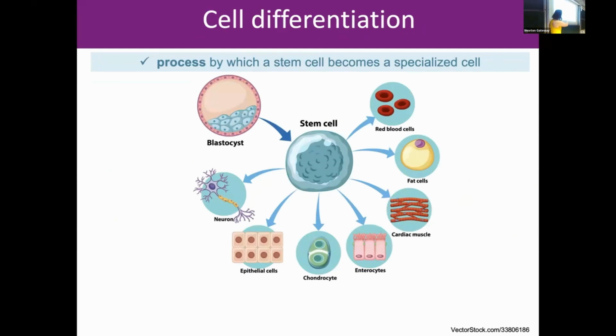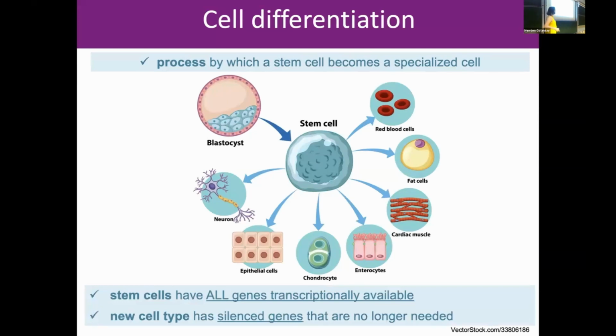So here, as shown in this diagram, a stem cell can become anything. During this process, a dedicated transcription program is being initialized, meaning telling the cell that, well, now you will be a neuron, so there will be genes that you no longer need, right?